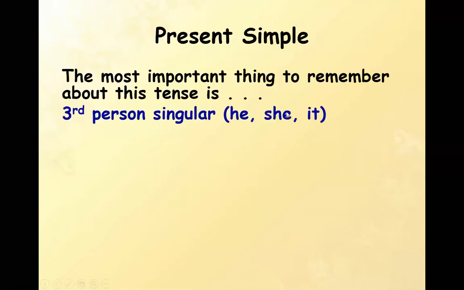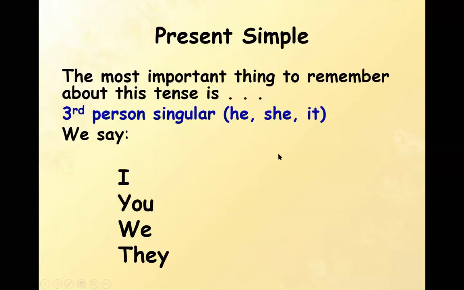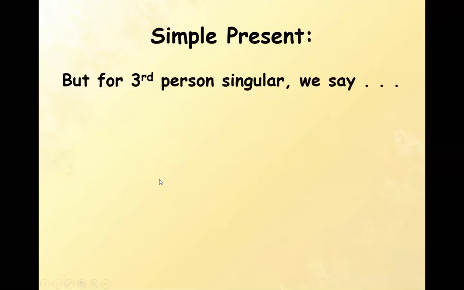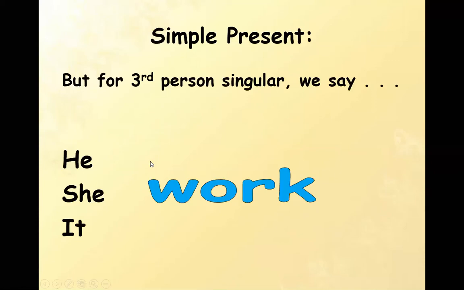The form of the present simple was I, you, we, and they. We use the infinitive form of the verb. We don't add anything to the verb. And with the third person pronoun or the singular nouns, we add to the verb s or es or ies, like he works, she works, it works.